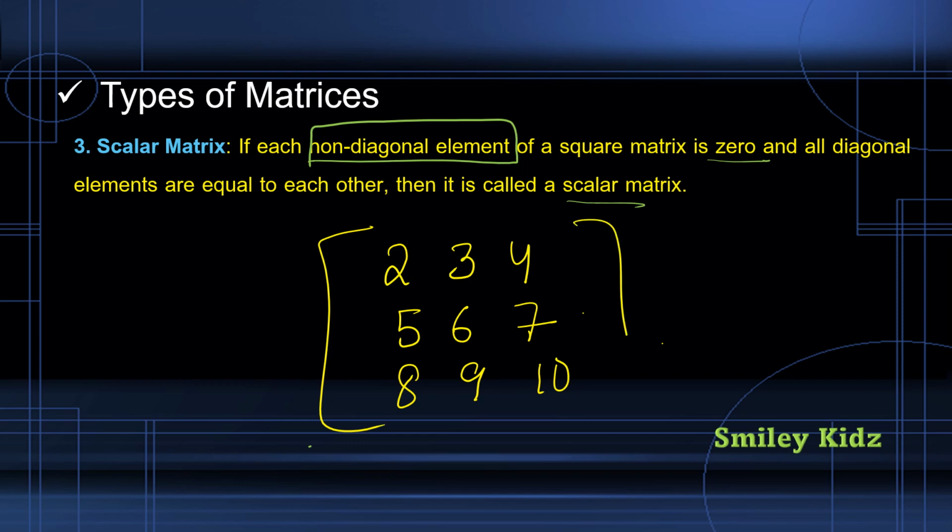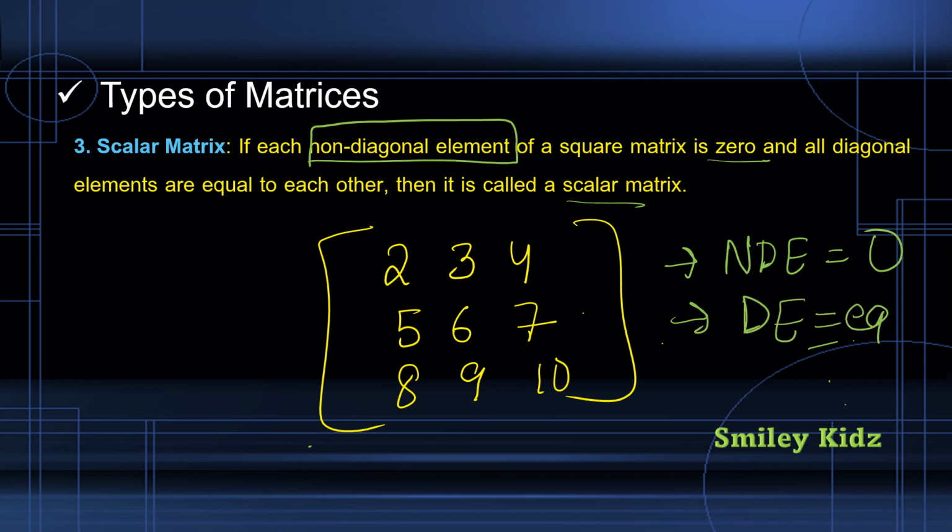Now I'm going to convert this into a scalar matrix. How do I do that? Here there are two conditions. One is all the non-diagonal elements must be equal to 0. And second is all the diagonal elements must be equal. Alright. Firstly, let me draw a diagonal. This is my diagonal. All the diagonal elements must be equal. Either it can be 6, 6, 6, 2, 2, 2, 10, 10, 10. Let me make it 2, 2, 2. Alright. So this is 2, 2 and 2.